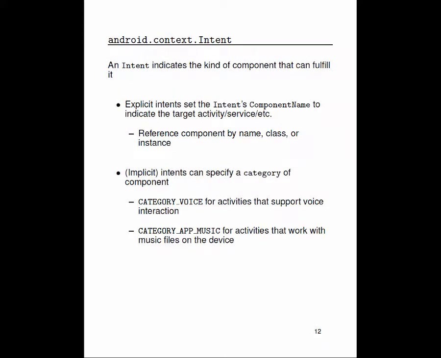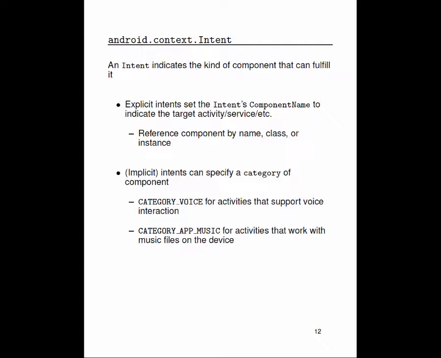A little bit more detail about the intent class itself. The intent says, here's the type of component: either a behavior that I want to fulfill with an implicit intent, or an explicit intent that says, go launch this service, go launch this component. You can set the component name to indicate what it is you're trying to do. You can reference it by the class's name, the class, or an instance. So that's how you make an explicit intent.